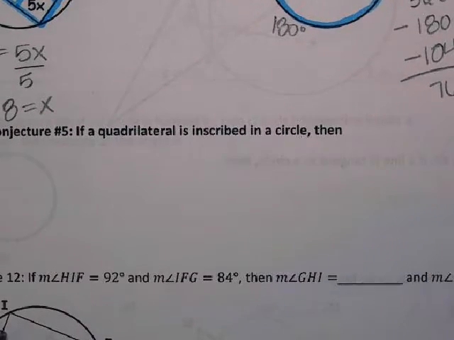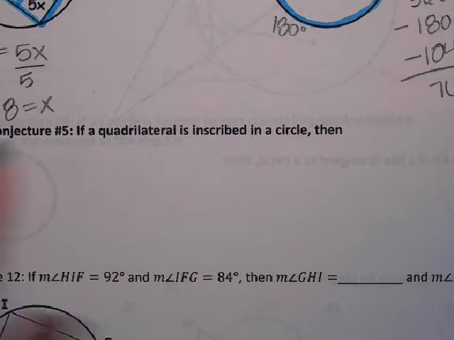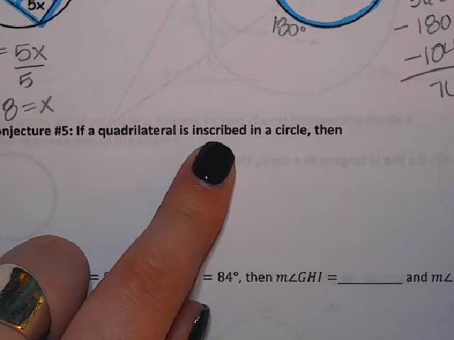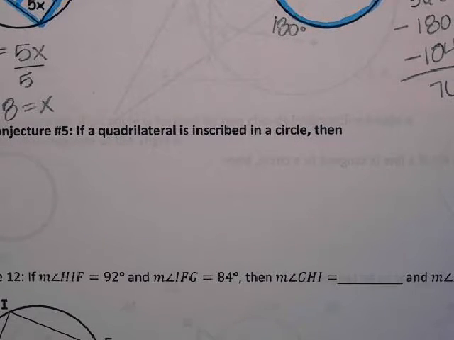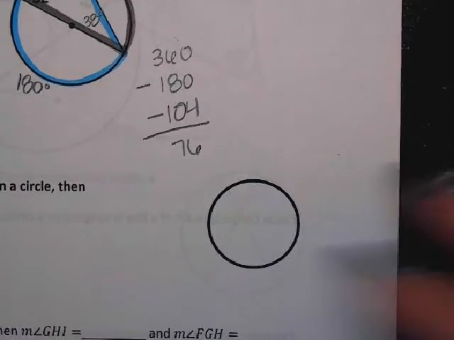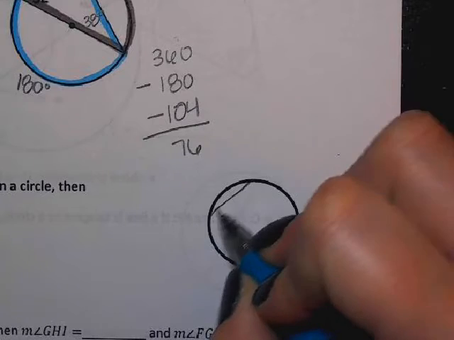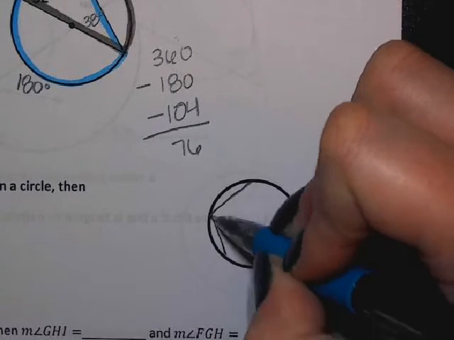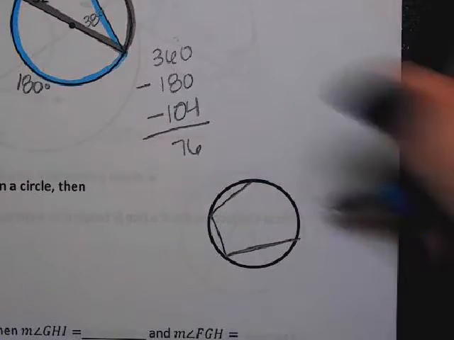All right, circle conjecture number 5. If a quadrilateral is inscribed in a circle. So what is a quadrilateral? Quad, a 4-sided shape. What does it mean when it's inscribed in a circle? It's inside of it so that all the vertices of the quadrilateral touch the circle. It doesn't have to be a square, but a square is an example of a quadrilateral. It doesn't have to be a rectangle, but a rectangle is an example too. I'm going to draw just a funky one. You can draw whatever shape you want. It just has to have 4 sides. So here's my quadrilateral. I'm going to draw it like this.